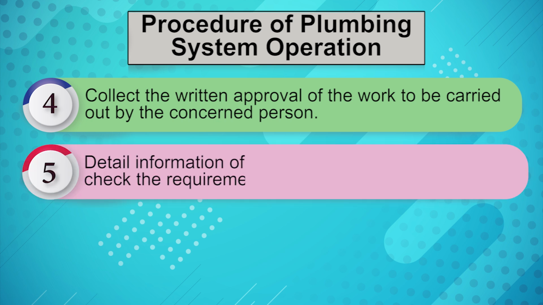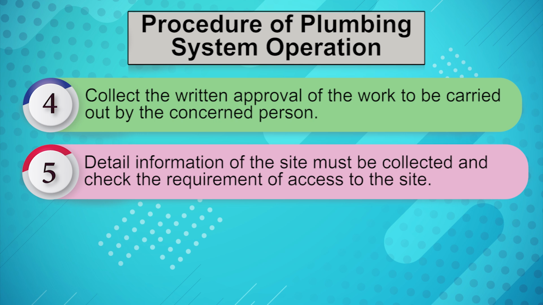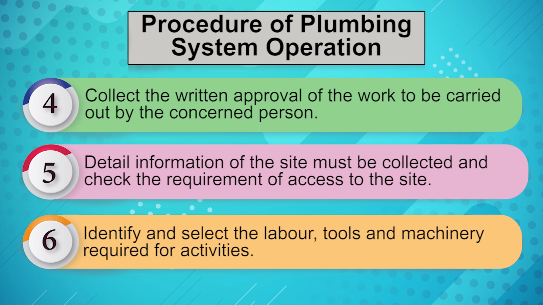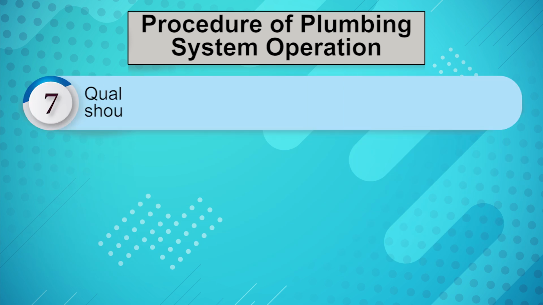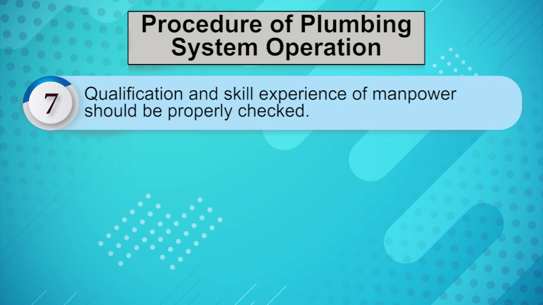Number 5. Detailed information of the site must be collected and the requirement of access to the site checked. Number 6. Identify and select the labor, tools and machinery required for activities. Number 7. Qualification and skill experience of manpower should be properly checked.